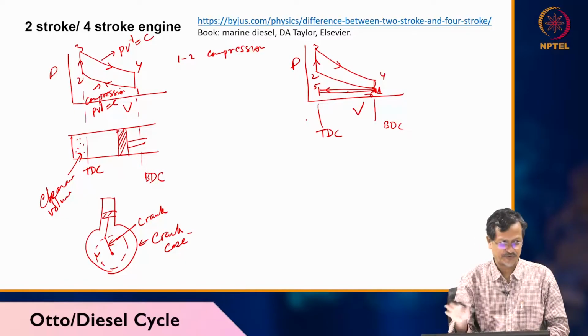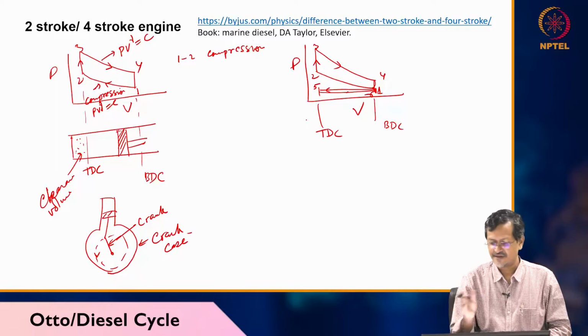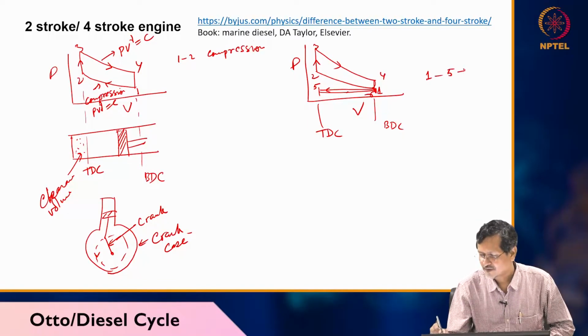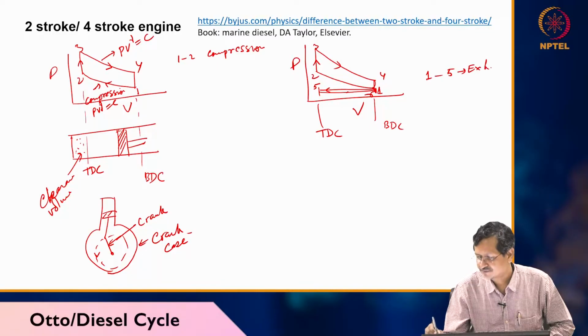Points 1 and 6 will be superimposed actually, the same point. So 5 to 6 actually. So 1 to 5, exhaust, the gas going out of the cylinder.